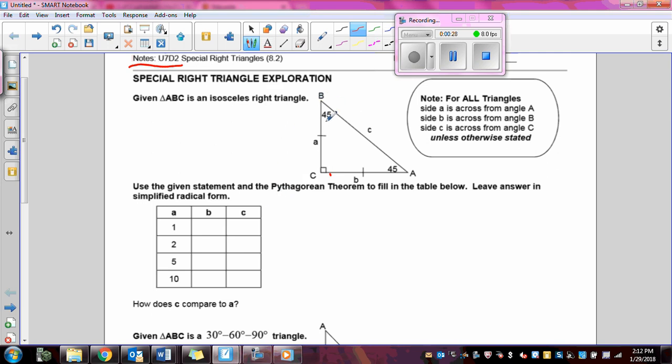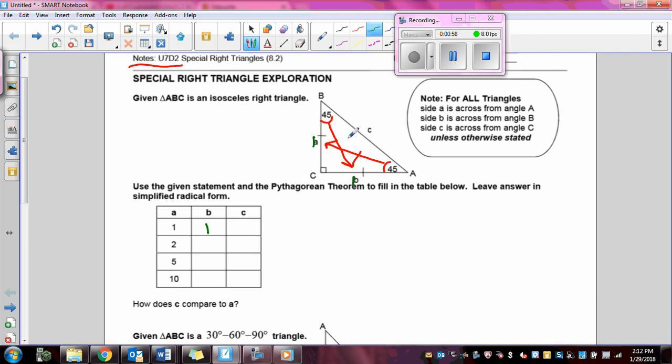So if this is a 45, 45, 90 degree triangle, remember that if these are 45 degrees and they're equal, then my opposite sides will also be equal. So this one will be equal to this one, little b. And if A is 1, we're going to fill in the rest of the information. If A is 1, then B is also going to be 1.